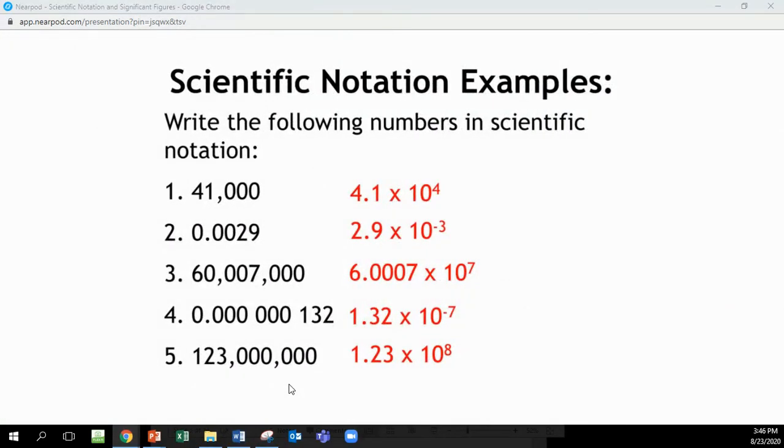Okay, 41,000 becomes 4.1 times 10 to the 4. That has 2 significant figures. 0.029 times 10 to the minus 3 has 2 significant figures. Number 3, that one has 5 significant figures. Number 4 has 3 significant figures, and number 5 has 3.